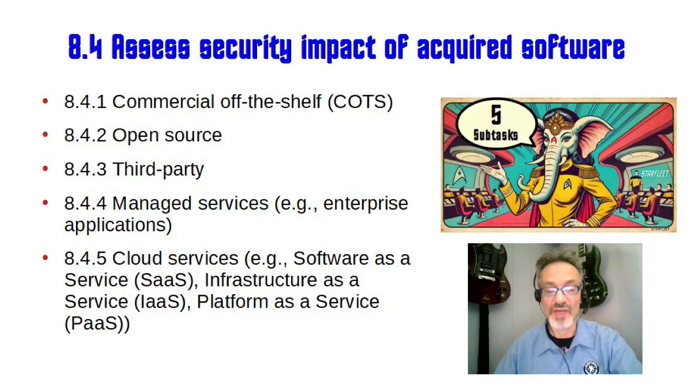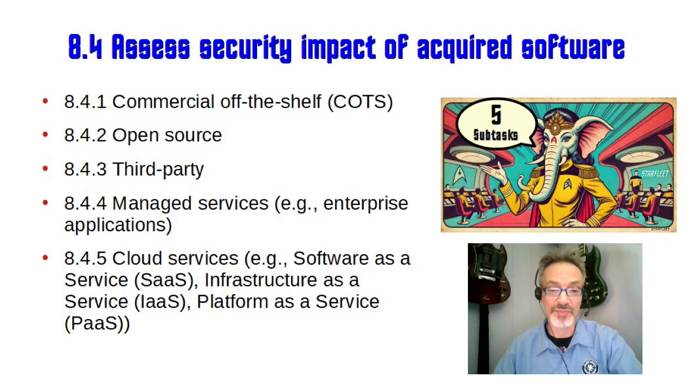This task has 5 subtasks, including 1. Commercial off-the-shelf software. These are what you typically buy. Right? These are pre-built solutions that organizations can integrate quickly, but they come with limited customization and vendor dependencies for security updates and patches. 2. Open source software. I'm a big fan. While it offers transparency and flexibility, it also requires careful scrutiny for vulnerabilities and licensing considerations.